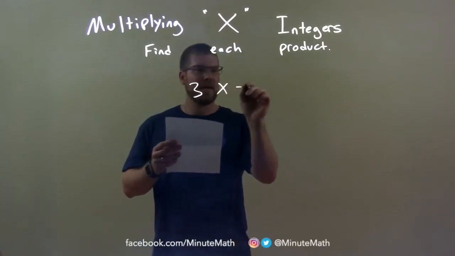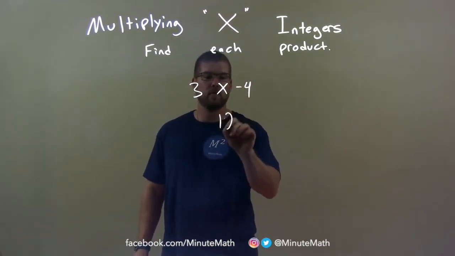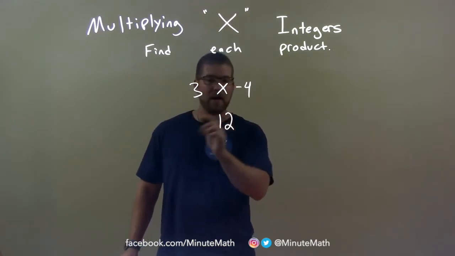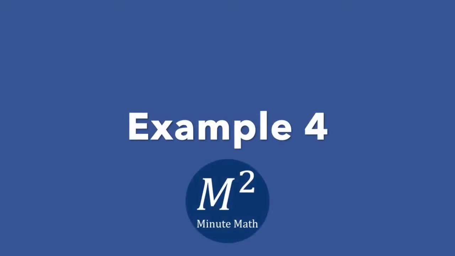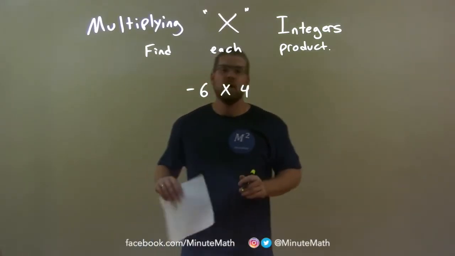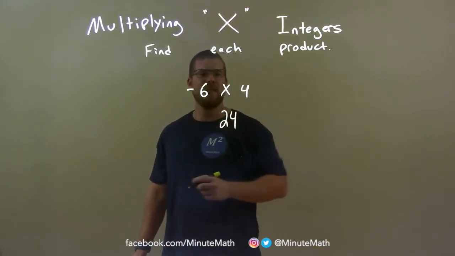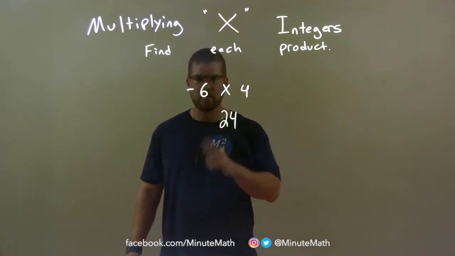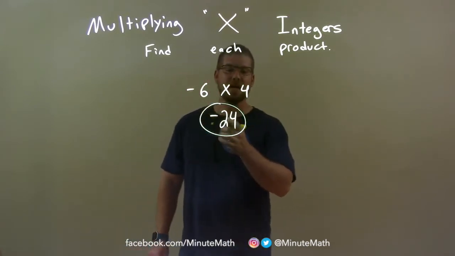3 times a negative 4. Well, we know that 3 times a positive 4 is just 12. Now we have a positive times a negative, which will always be a negative, so we combine those two facts to get our final answer of a negative 12. Negative 6 times 4. Well, we know positive 6 times 4 is 24. Okay? But then we have that negative there. A negative times a positive is a negative. So we have a negative right here. And so our final answer, combining the two facts, is a negative 24.